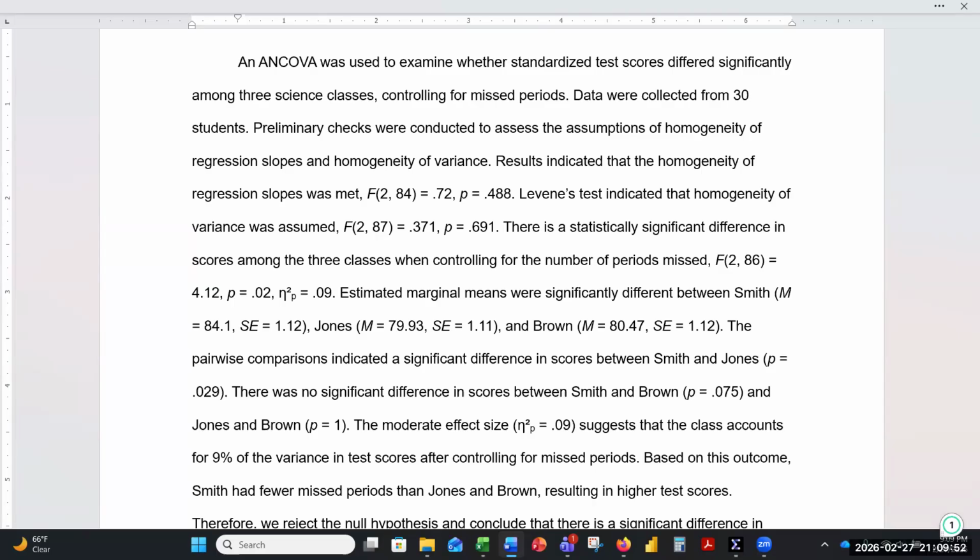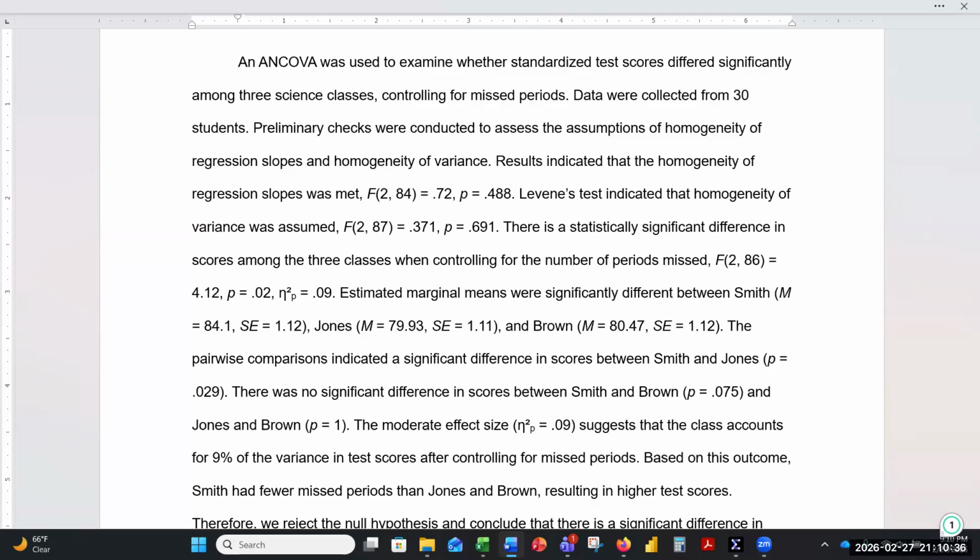F with 2 and 84 degrees of freedom equals 0.72, where P equals 0.488. Levene's test indicated that homogeneity of variance was assumed. F with 2 and 87 degrees of freedom equals 0.371, P equals 0.691. There is a statistically significant difference in scores among the 3 classes when controlling for the number of periods missed. F with 2 and 86 degrees of freedom equals 4.12, P equals 0.02, eta squared equals 0.09.